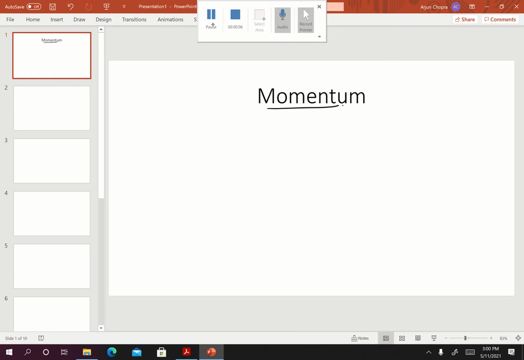If I talk about momentum, it is basically represented with the symbol P, and it is equal to the product of mass and velocity. So it is equal to mass times velocity. And momentum is a vector quantity. That's why I've represented it with an arrow on top.